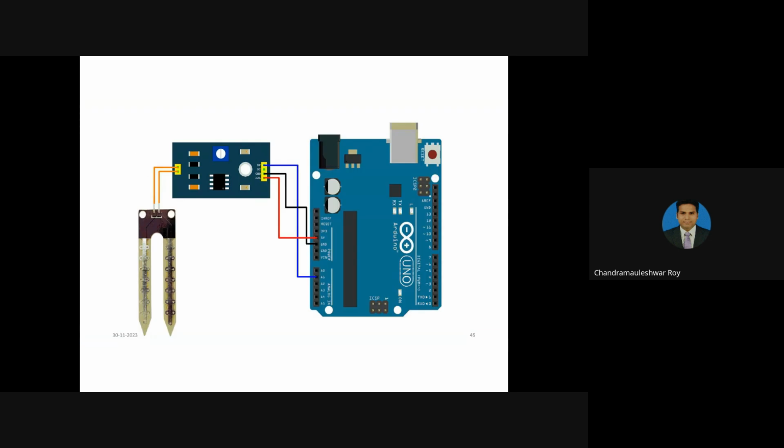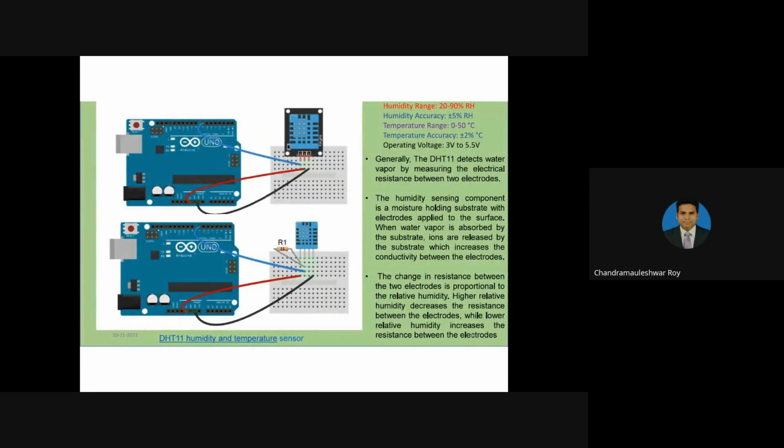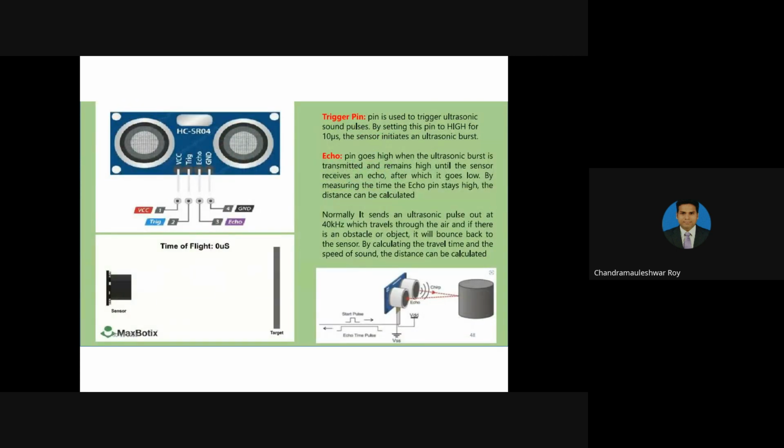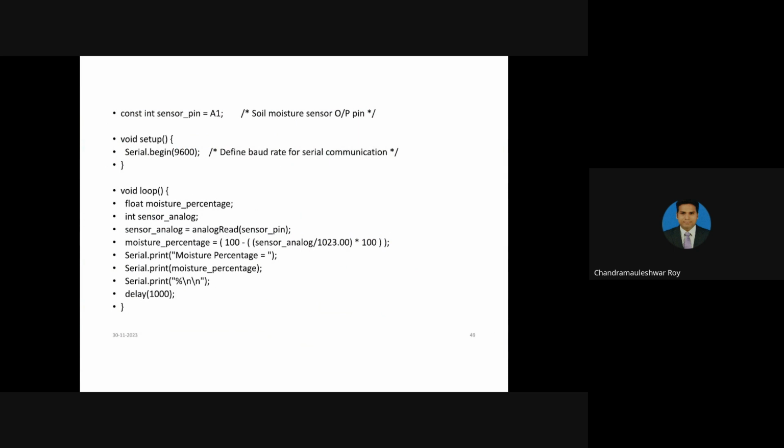To design this, there is a gas sensor on the left side, and on the right side an Arduino Uno board. You have to drag and drop, connect the circuit, and check. You have to write the code. I'll show you one. Here you define how many pins, and which pin you are connecting.